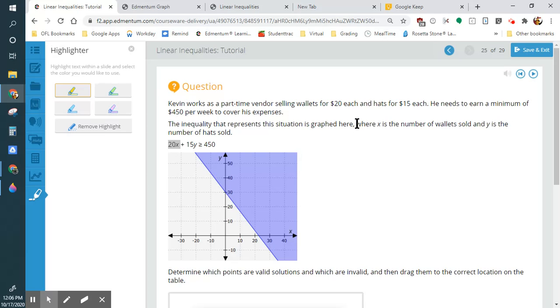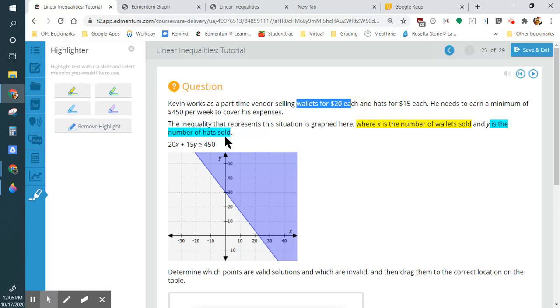So x is going to represent number of wallets sold. I'm going to highlight that. And then y is going to represent number of hats sold. I'm going to use different colors for that. So our x is our number of hats. So hold on. So we want to do hats. They're kind of tricking you here because they flip-flop these around. So hats is this one. And oh wait, no, they didn't flip-flop. That was my bad. Remove that highlight.